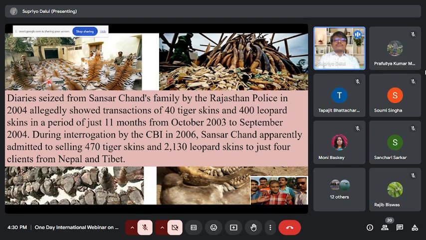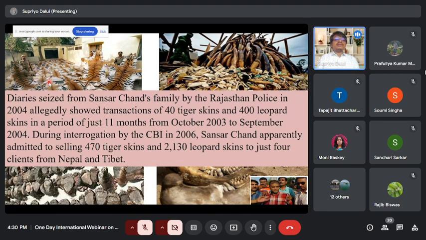In 2004, police seized about 40 tiger skins and 400 leopard skins from the family of Sansar Chand in Rajasthan. And this was within just 11 months, they killed this many tigers and leopards. And in 2006, the CBI found out that Sansar Chand had killed more than 400 tigers, 470, and more than 2,000 leopards alone to supply these products to China, Nepal, and Tibet.